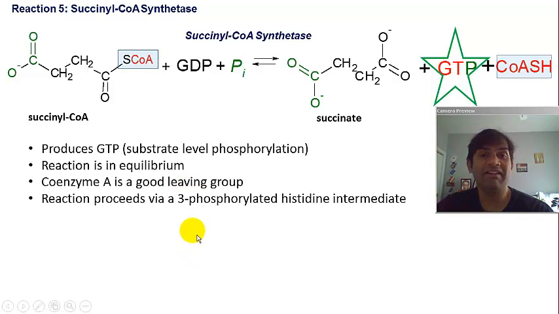And coenzyme A is a good leaving group. In terms of the mechanism, this reaction proceeds via a 3-phosphorylated histidine intermediate. There's an enzyme in glycolysis, 3-phosphoglycerate mutase, that also proceeds via a histidine phosphorylated intermediate. So this is basically a phosphorylation exchange. The phosphate goes to histidine, which is part of the active site of this enzyme, and then the phosphate displaces the coenzyme A, and then GDP comes along and displaces the phosphate. So it's a multi-step mechanism. The active site residue is not histidine, but a phosphorylated histidine.